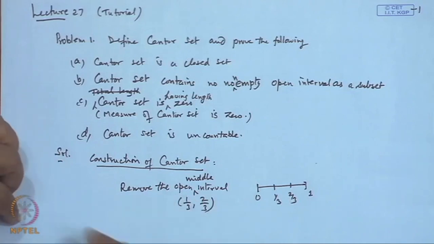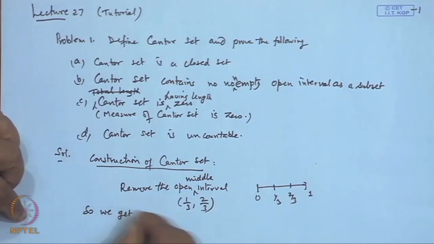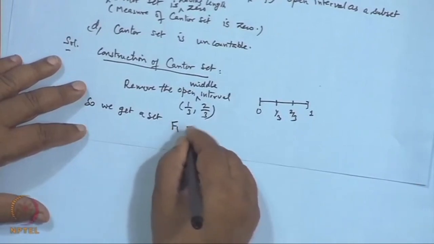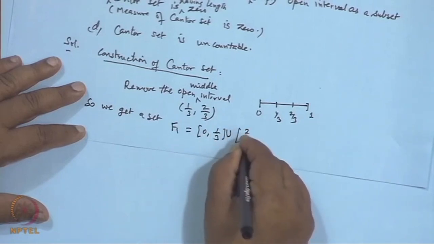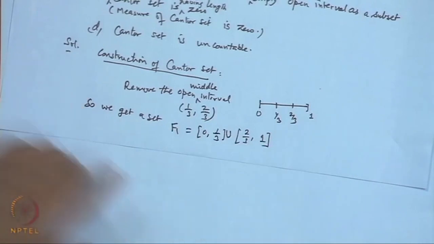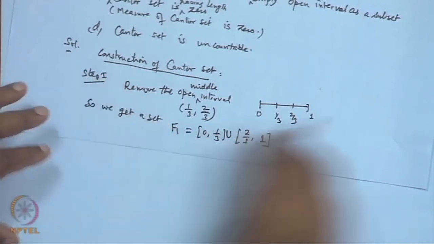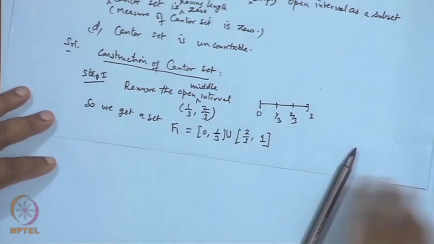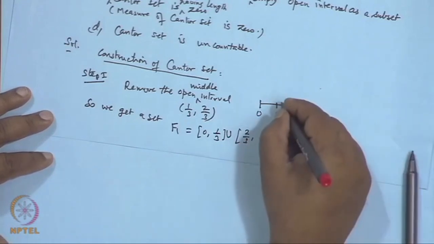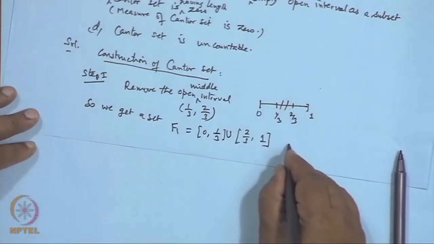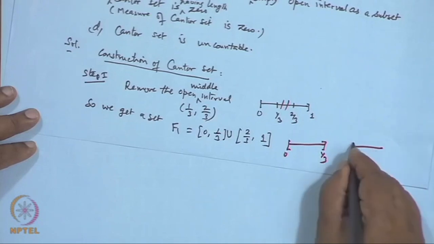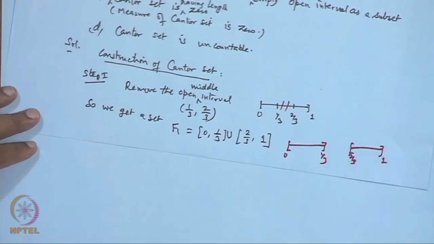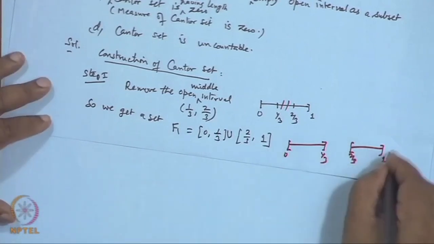The set we obtain, let it be denoted by F1, is the remaining set [0, 1/3] union [2/3, 1]. So, in the first step we take the closed interval [0, 1] and drop the middle portion. The remaining set is the interval [0, 1/3] and then [2/3, 1], and this is denoted by F1.